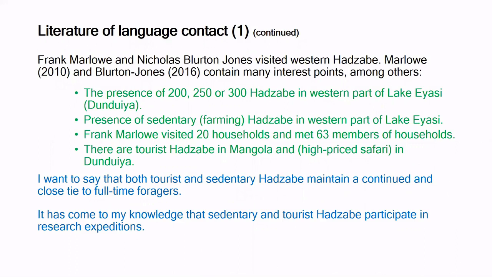Again, Frank Marlow and Nick Blatton-Jones appear to have visited the western Hadzabe. They mention the presence of about 200, sometimes written as 250. Other literature talks of 300 Hadzabe people in the western part, the western part of Lake Eyasi.